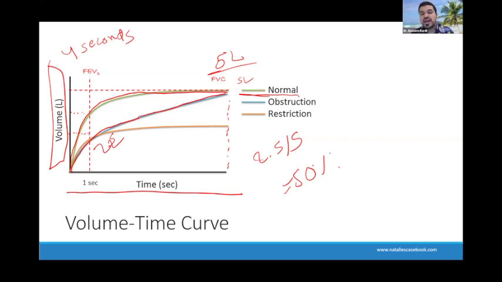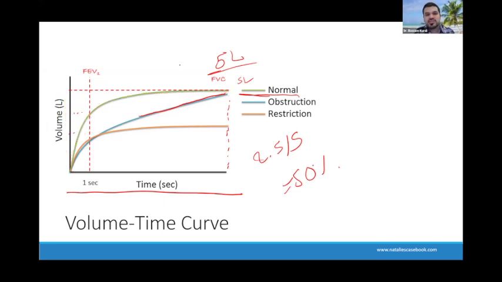Now, if I have obstruction, I'm trying to empty out the 5 liters I have in my lung in the first second, but the way is narrow, because for whatever reason there's an obstruction in my way. I cannot empty out the 80% that I'm hoping to get out at least. So I can only get out 50%, so 2.5 liters in the first second, and then it's going to take me the rest of the time to exhale the remaining 2.5 liters to reach that 5 liter FVC.